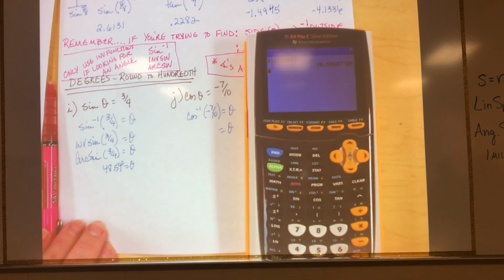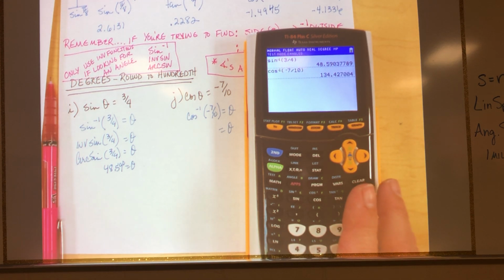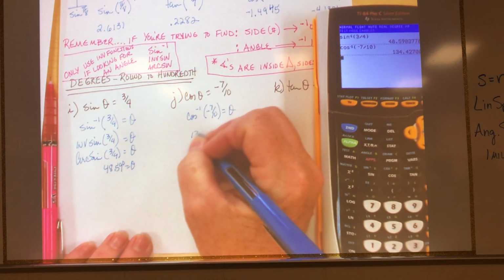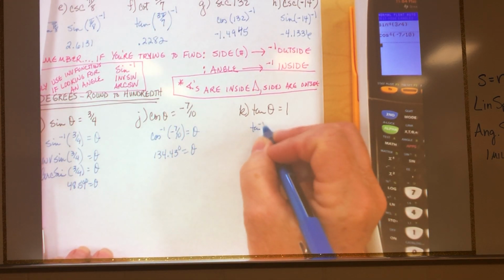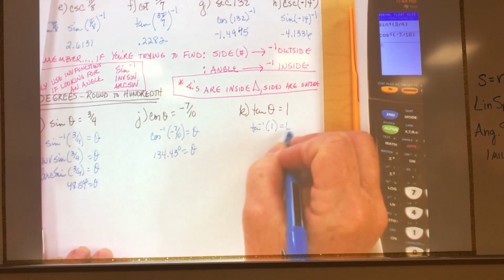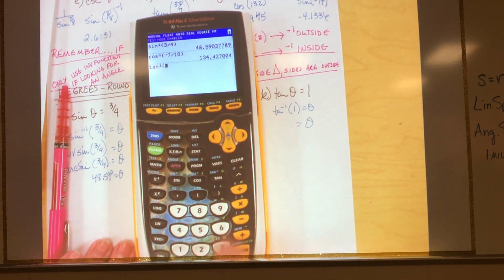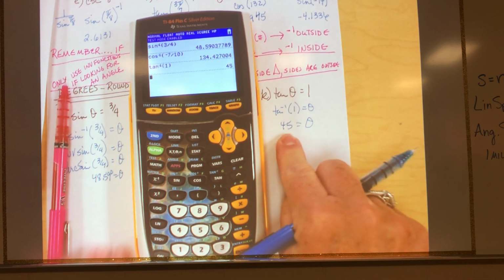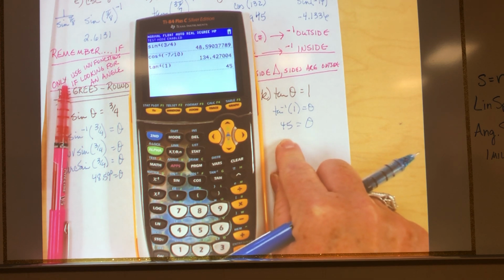In this first one, you just go inverse cosine of -7/10, and you get 134.43. Is that what y'all got? Good. 134.43 degrees. On this last one, I go inverse tan of 1 is equal to theta. I go second and tan, and get 45 degrees. I know that's right, because tangent is opposite over adjacent, and on a 45-45 triangle, that's my 1 over my 1. That is my 1.